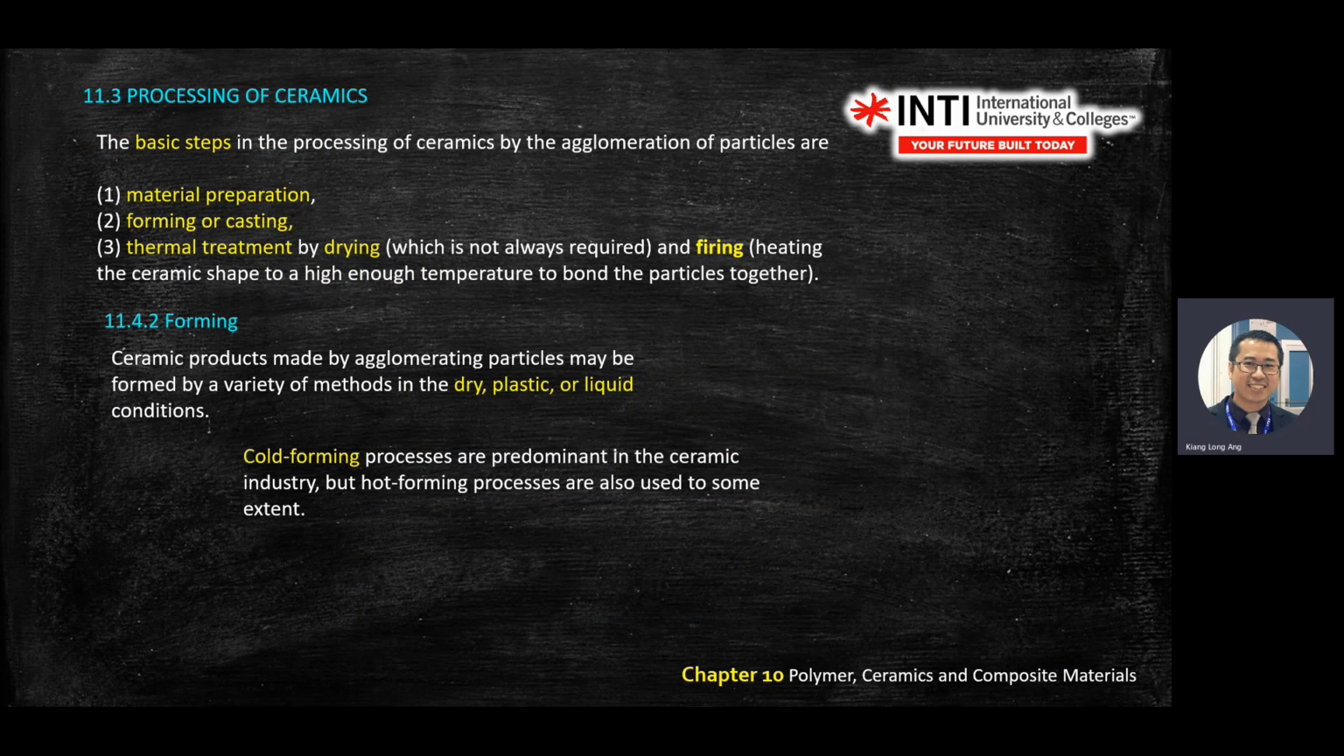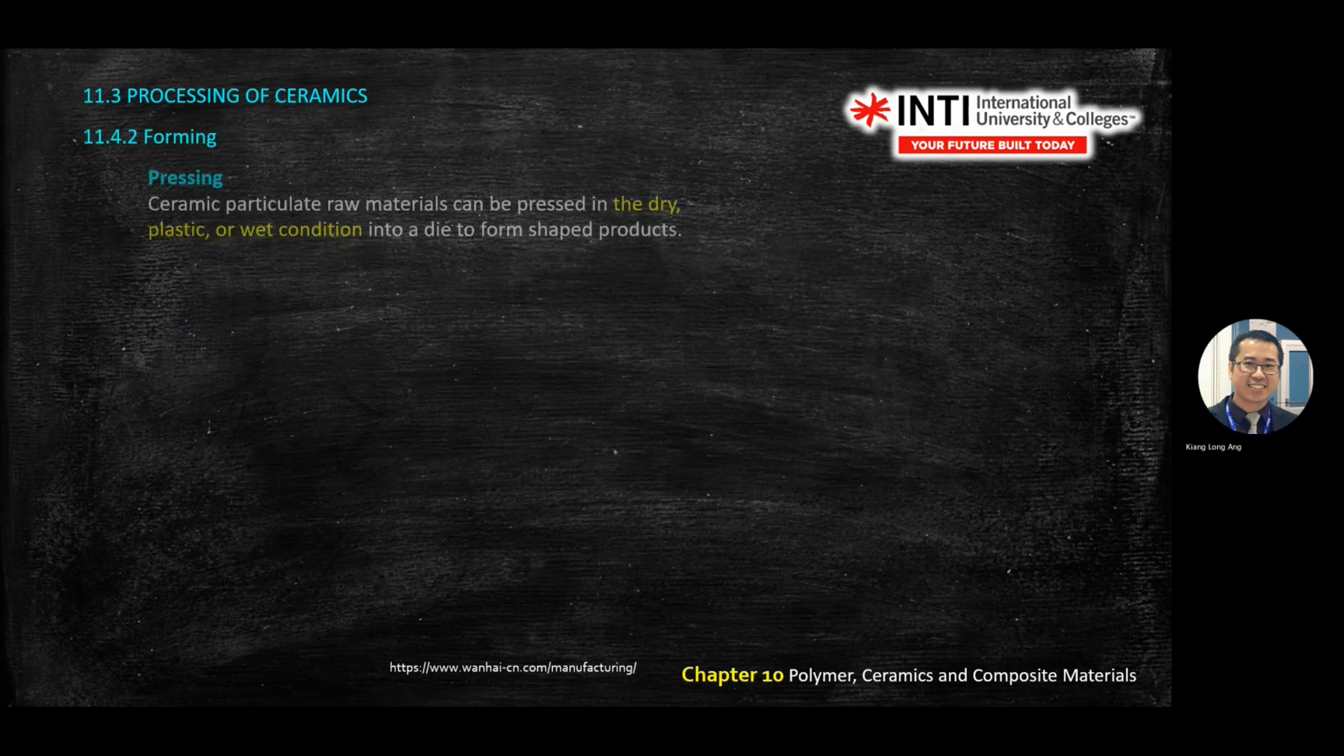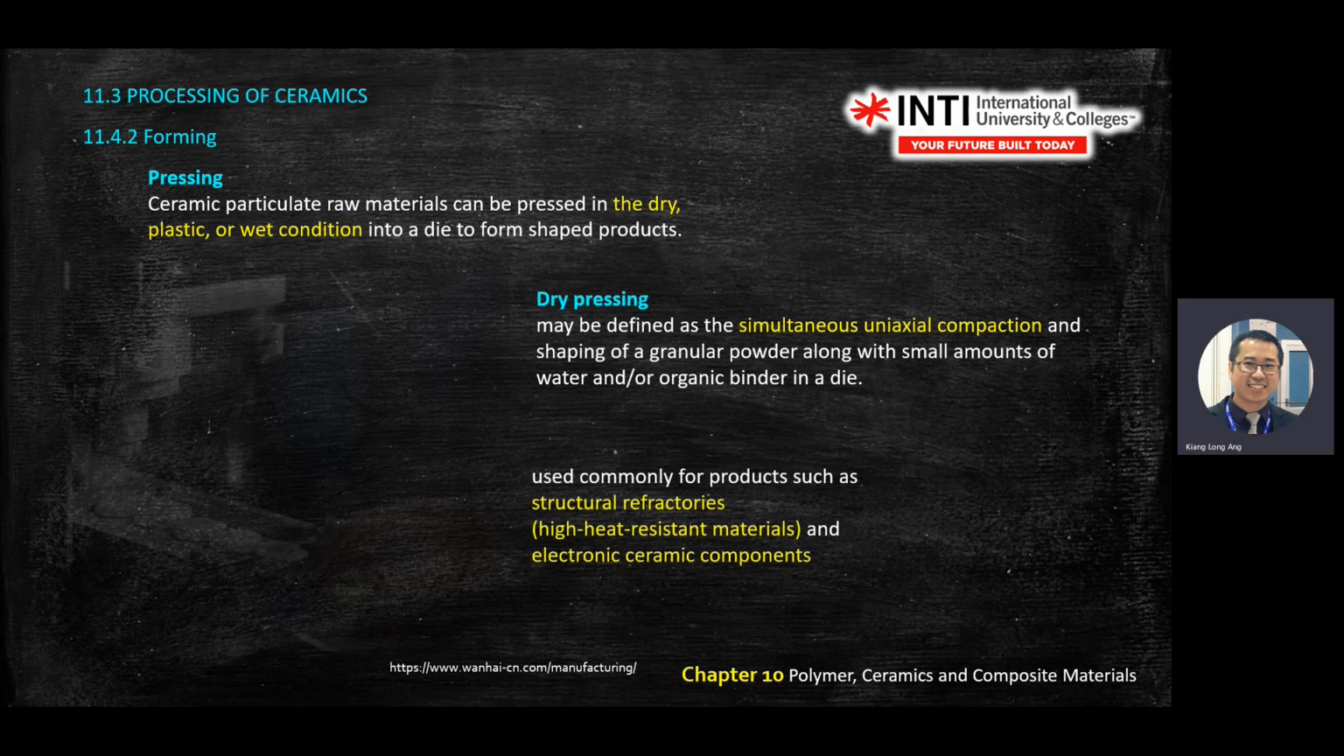Then you form or cast. Forming means you put it into the die, and then you duplicate the shape that you want. So there's cold forming, slip casting, extrusion, and all this. Pressing, dry pressing, and so on.